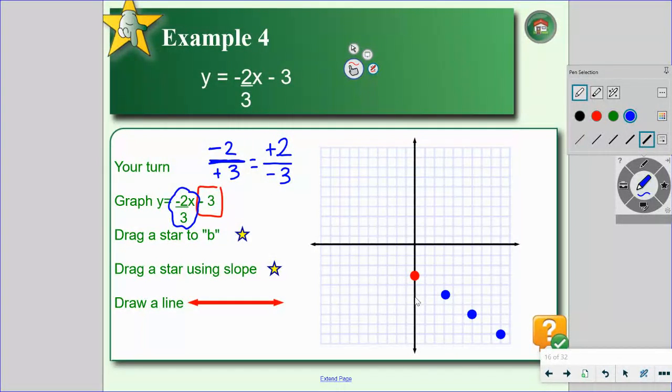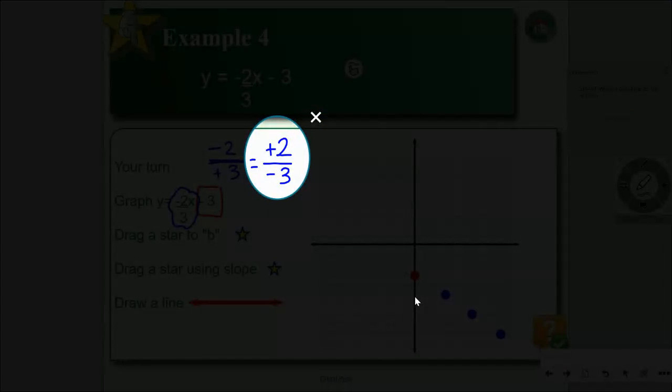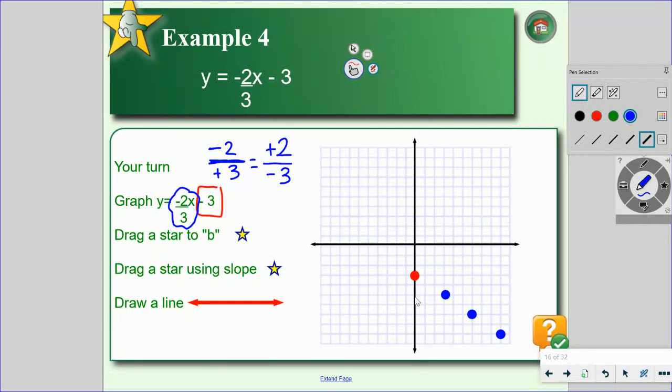But don't forget that we can also have a rise of +2 and a run of -3. We still have the opposite of a positive is a negative. So we can go up 2 and we can go to the left 3. And there she is. And we can go up 2 and left 3, 1, 2, 3. And we can go up 2 and left 3 again.